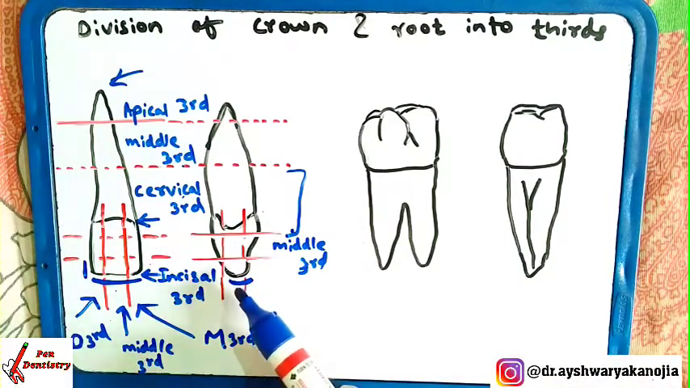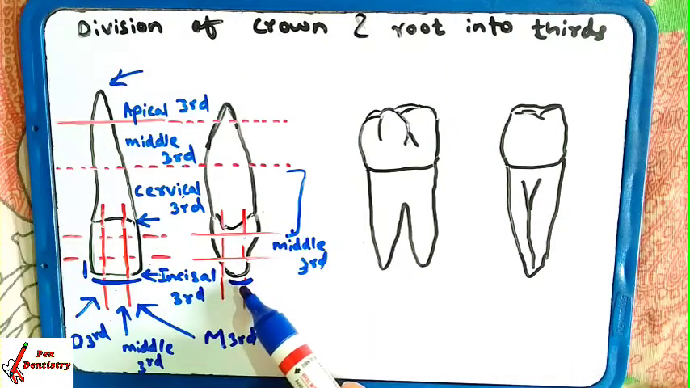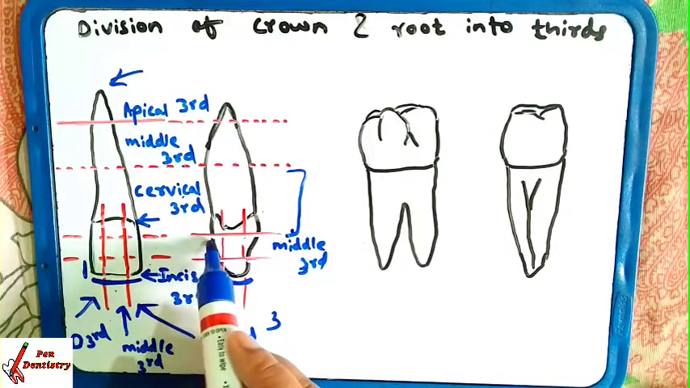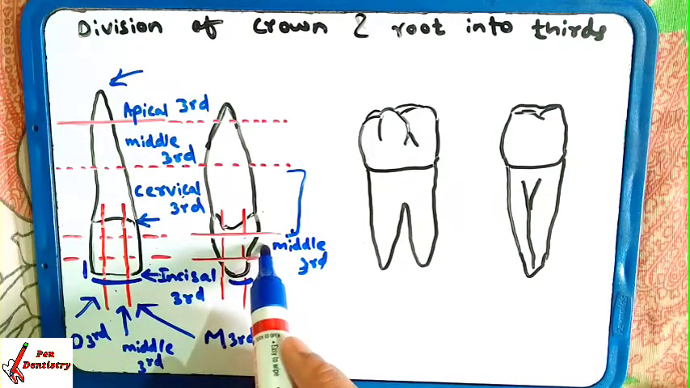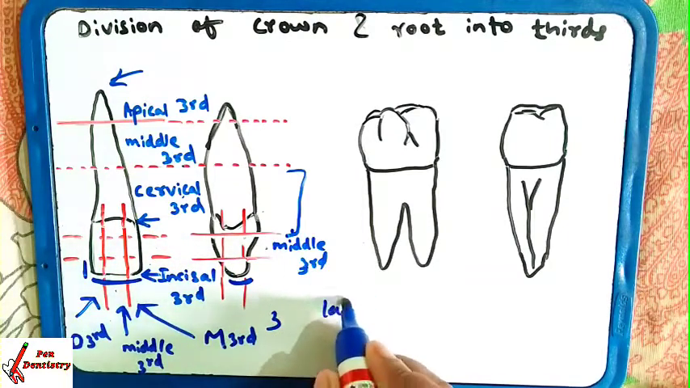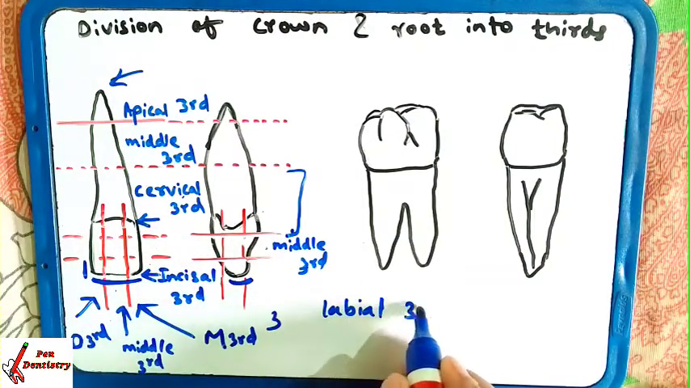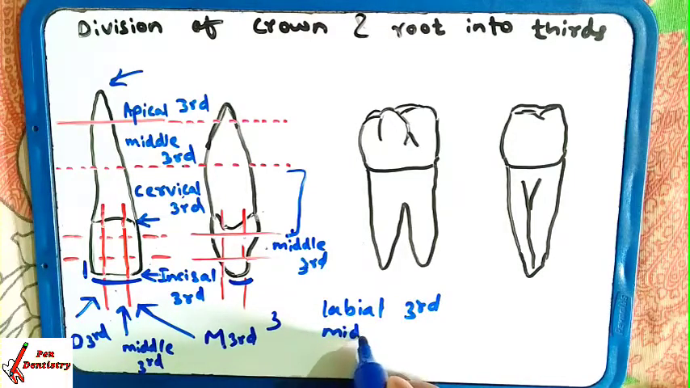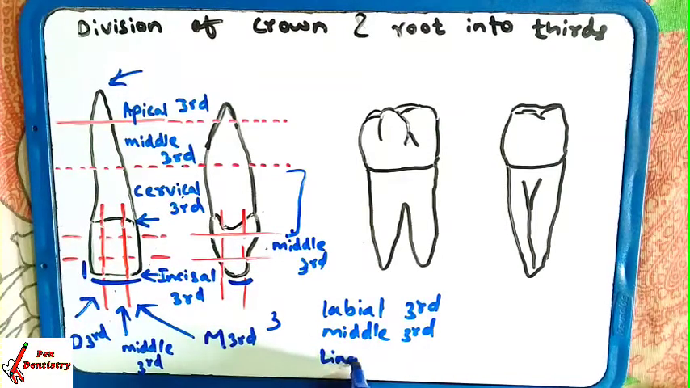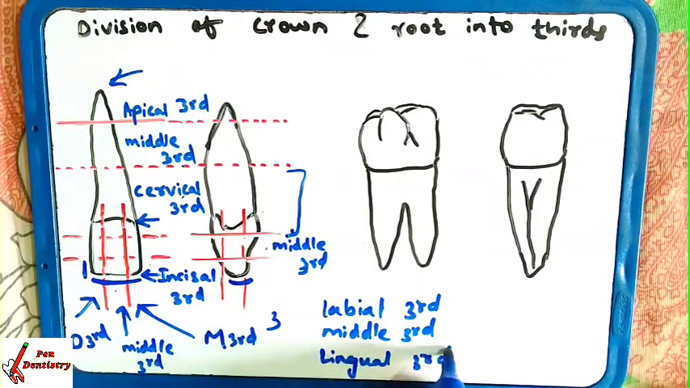In the same manner, if you are watching the tooth from the mesial side or from the distal side, this is the labial part, this is the lingual part. The labial part is known as the labial third. The middle part is known as the middle third. The last, this lingual part, is known as the lingual third. It is very easy according to the surface. If you know the surface of the tooth, you can write it easily. The labial, lingual, middle, cervical, apical, you can write it easily.